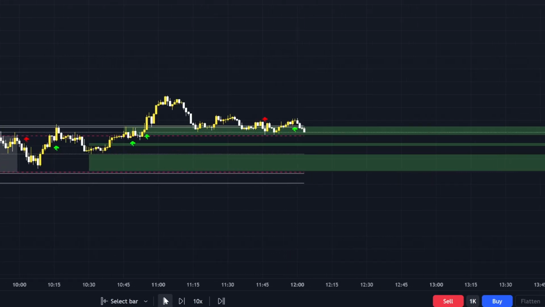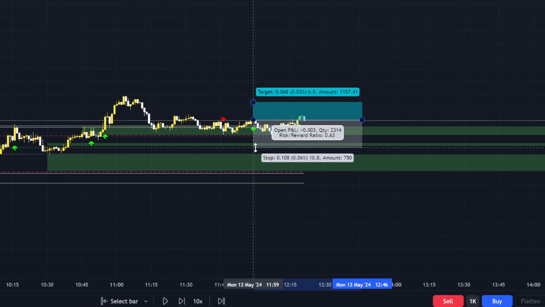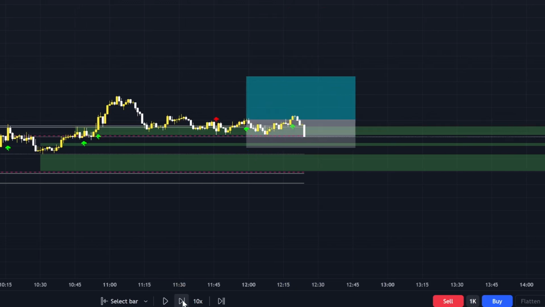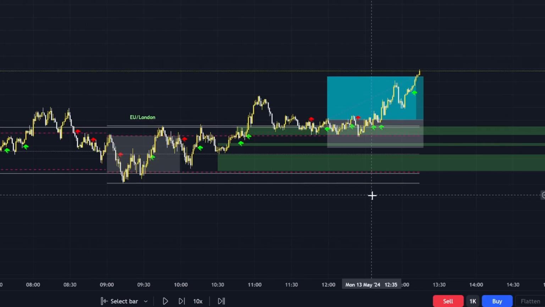We don't take that position because we're looking for longs. Take our long position, give us a nice healthy stop loss below that fair value gap, and a 1 to 1.5 risk to reward. And you have your winning trade.